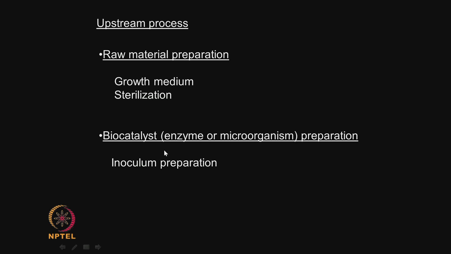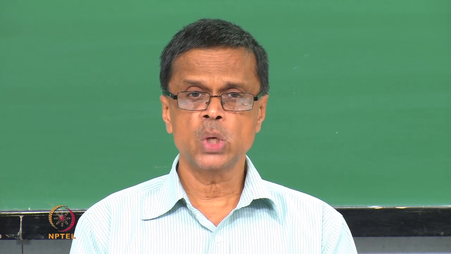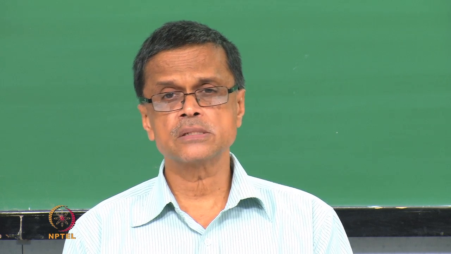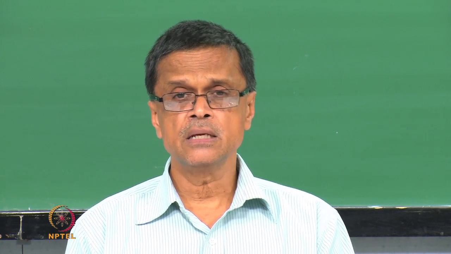Downstream is the rest of the various unit operations which I talked about. If it is intracellular, as I said, the product will be inside the cells; if it is extracellular, the product will be outside. Inside the cells, it could be in the form of a Golgi body, it could be between the cell membrane, and so on. So, intracellular requires some extra operations, which could be mechanical, chemical, thermal, and so on.